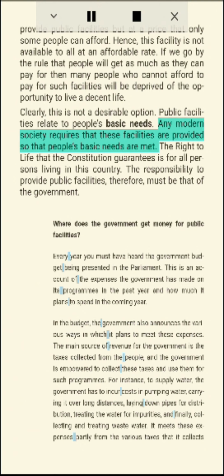Public facilities relate to people's basic needs. Any modern society requires that these facilities are provided so that people's basic needs are met. The right to life that the Constitution guarantees is for all persons living in this country.